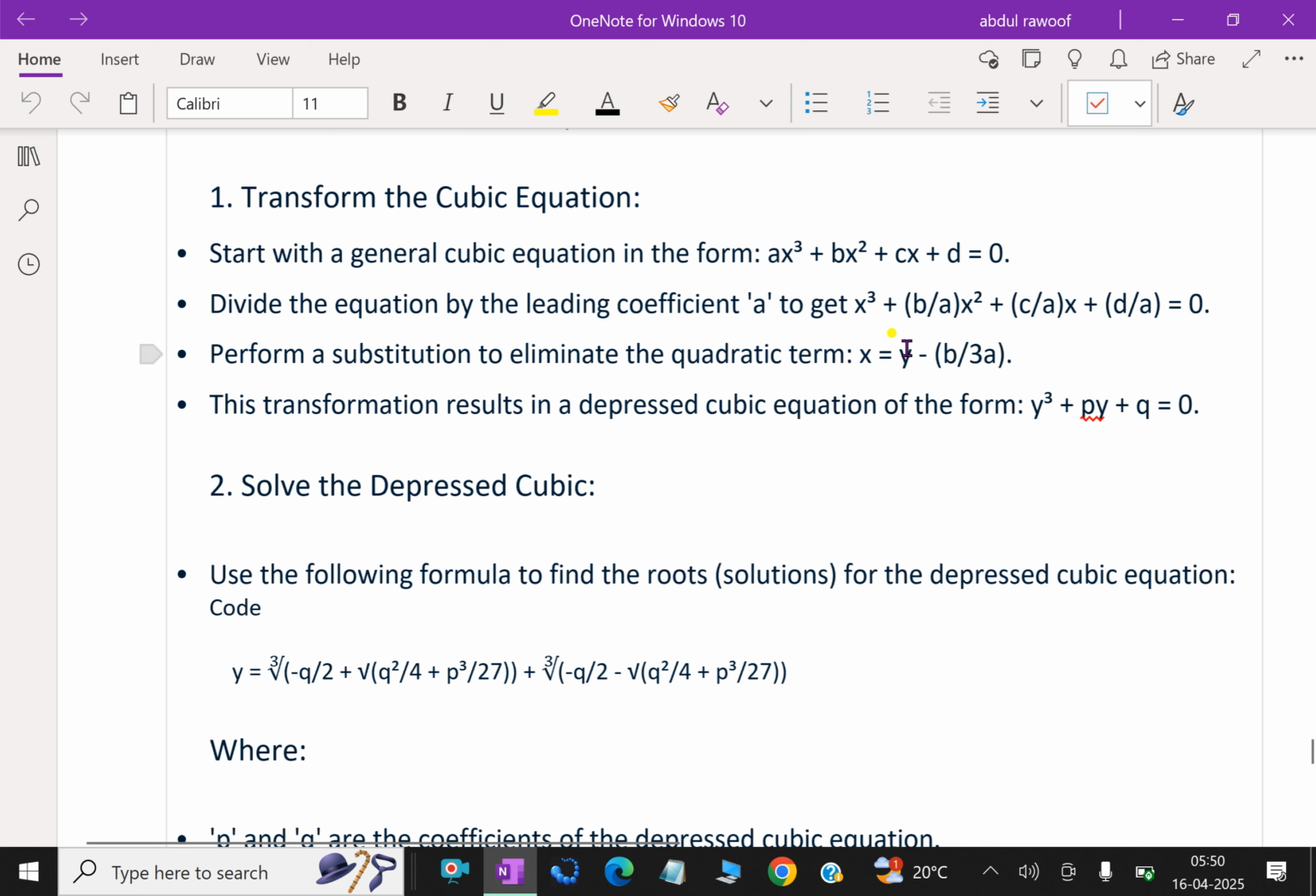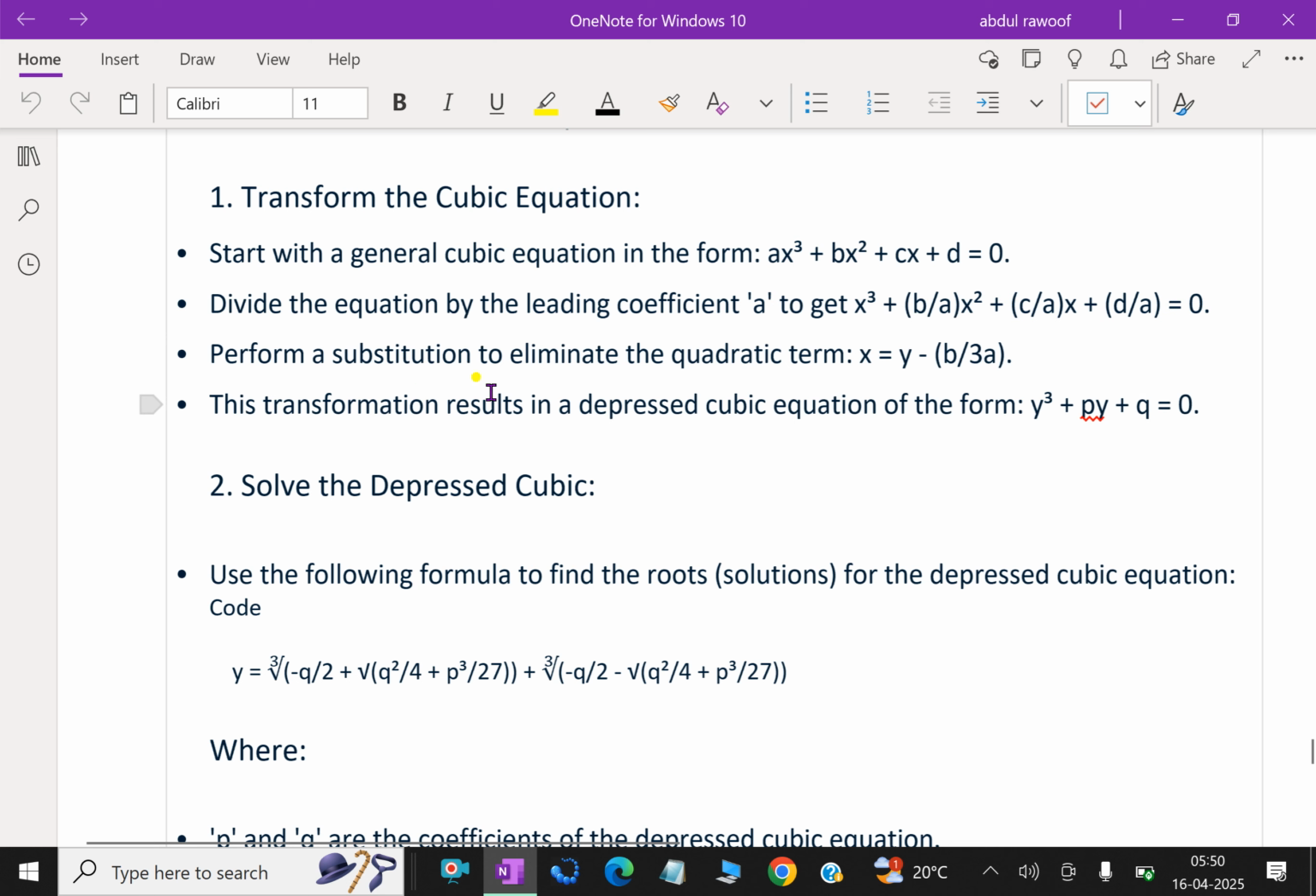First step is to transform the cubic equation. Start with a general cubic equation in the form ax cubed plus bx squared plus cx plus d equals 0. Divide the equation by the leading coefficient a, that means the x cubed coefficient is a. Divide throughout to get x cubed plus b by a x squared plus c by a x plus d by a equals 0.